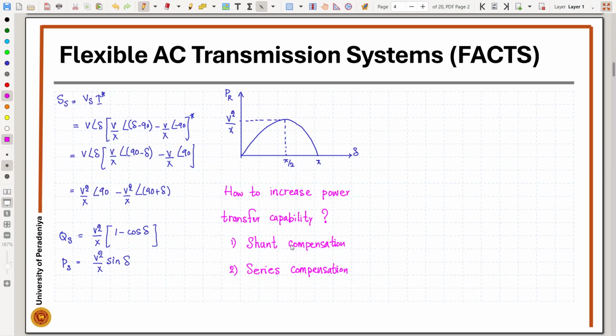how the shunt compensation or series compensation help to increase the power transfer capability. So if that is the case, we should see an increase in the sending end power or the receiving end power value through the shunt or the series compensation. So we will look at the theory behind that, and after that we will see how we can practically implement these shunt and series compensators. So that's our goal in this course. So we will focus on the shunt compensation now.